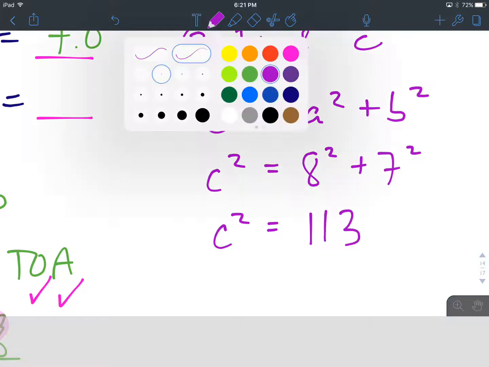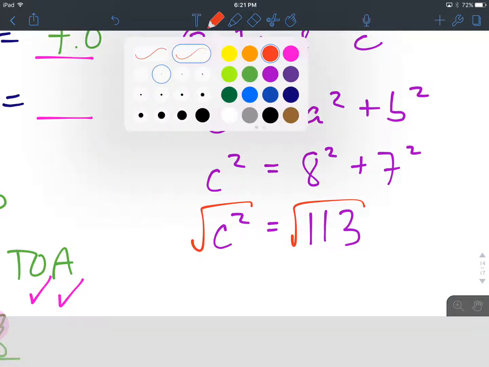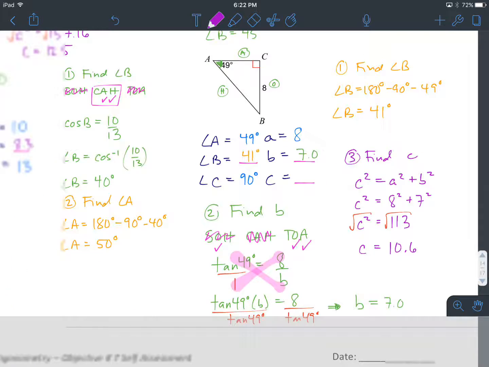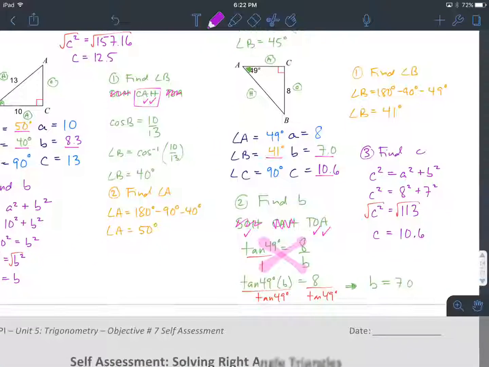And the way to get c is to square root both sides. And that will then give us c is equal to 10.6, which we will put into our table. 10.6. And that is the solution for the last triangle there.